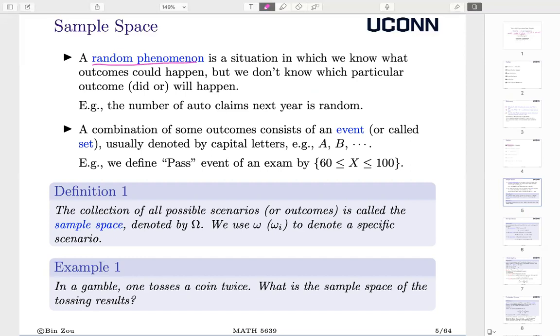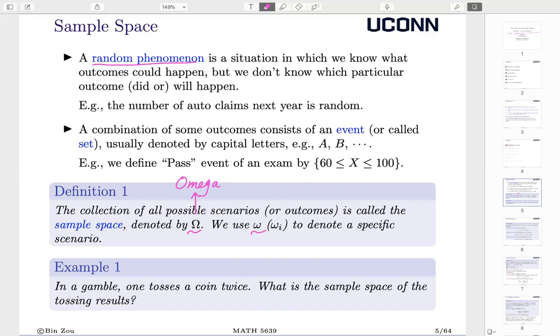So now we have the first formal definition. The collection of all possible scenarios is called the sample space. And we use big omega. We use small omega to denote a specific scenario.